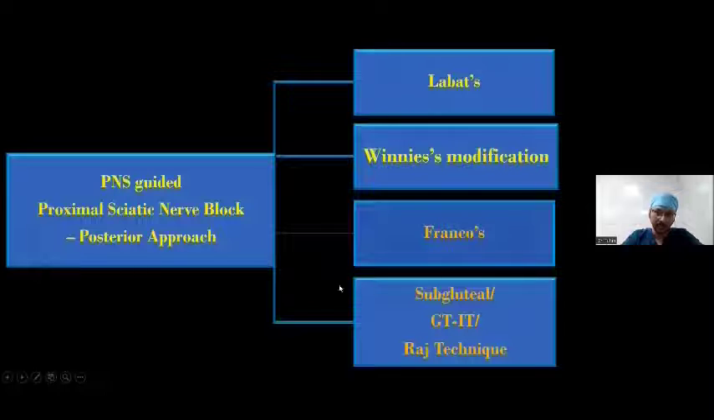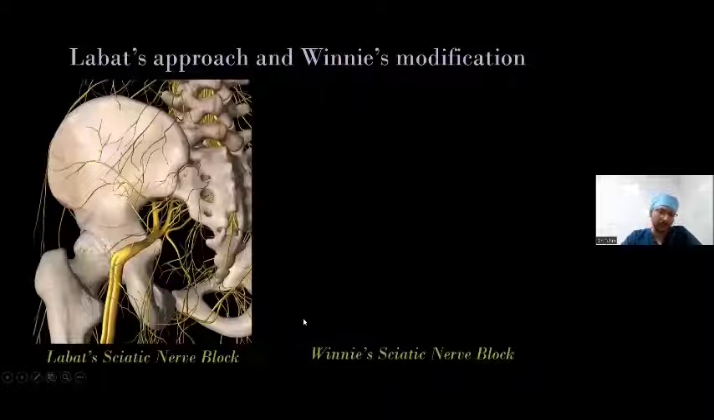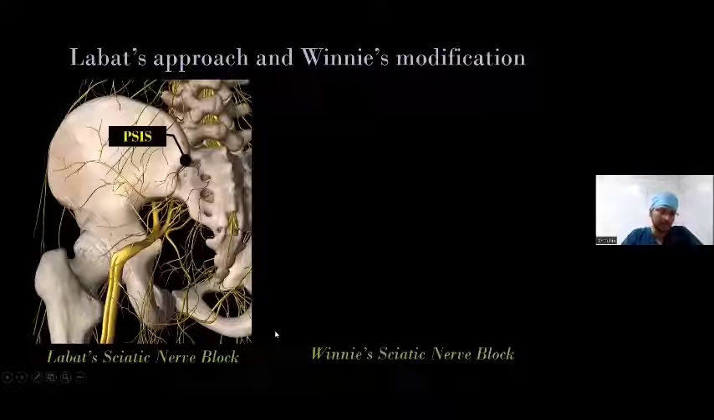Now coming to the proximal sciatic nerve, we have Labat's approach with Winnie's modification, Franco's approach, and the popular subgluteal approach, or GT-IT or Raj technique. These are the PNS-guided approaches. And the transgluteal approach is out of practice because of two reasons. One is it is a deeper block. The patient will have a lot of pain while you are performing the block. And the second one is that with ultrasound also, the visibility is very poor. So that's why, for theoretical purposes, I'm just telling you about the landmark.